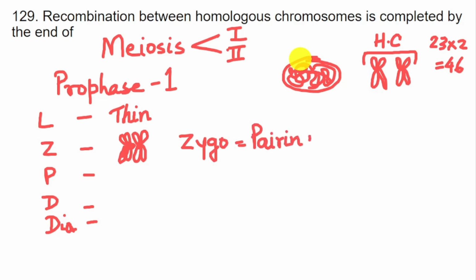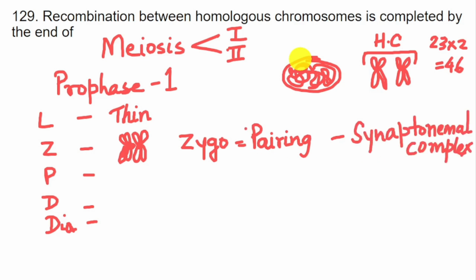And this pairing is possible because of a complex which is known as synaptonemal complex. And the technical term for pairing is synapsis. Pairing. So pairing means the homologous chromosomes come very close to each other, and this structure is also called tetrad or bivalent. So since the chromosomes are still in the process of compaction, this is not clearly visible.